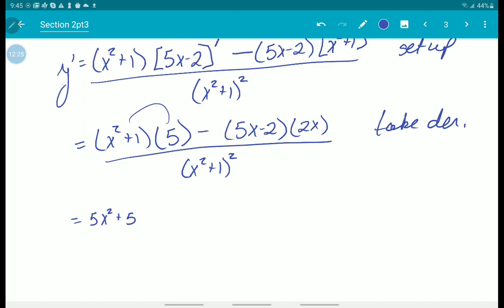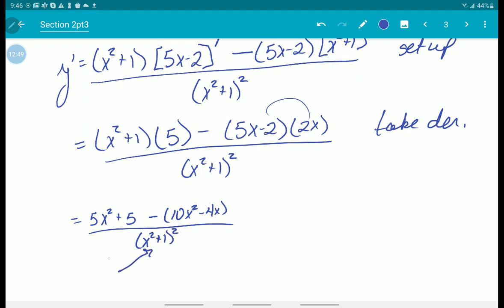So I'm going to distribute that 5 to everything in the first parentheses. I'm going to distribute the 2x here. So that's 10x squared minus 4x. Notice I kept it in parentheses because I'm going to have to distribute that negative in front. Over x squared plus 1 quantity squared. I am not distributing. Do not distribute here or FOIL or whatever you want to call that.